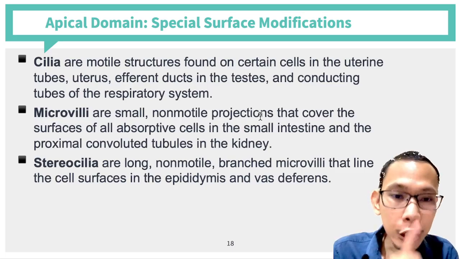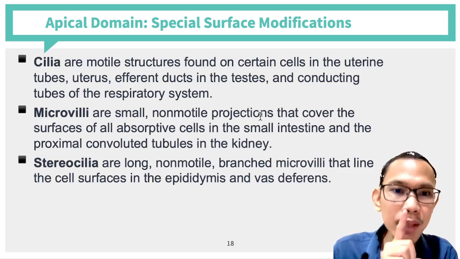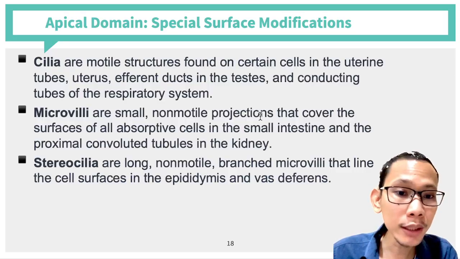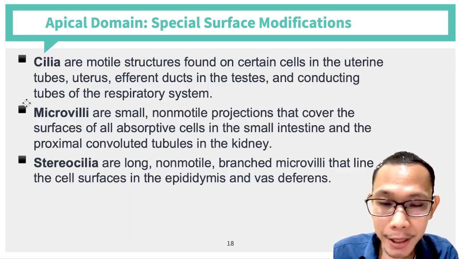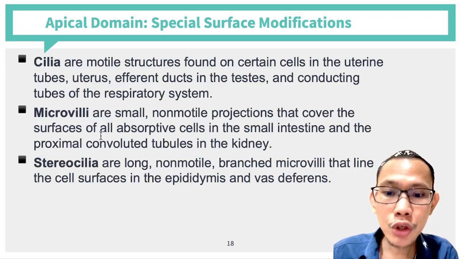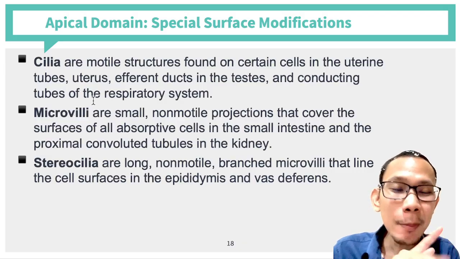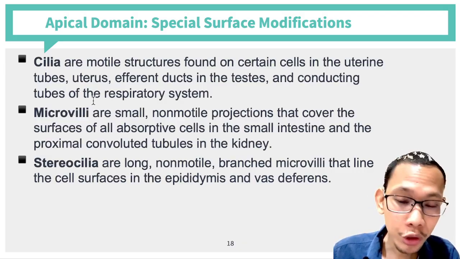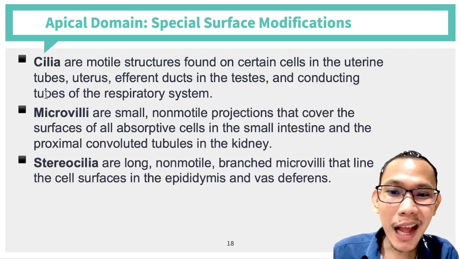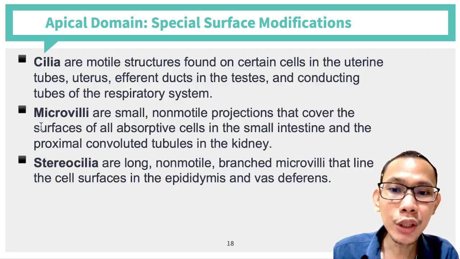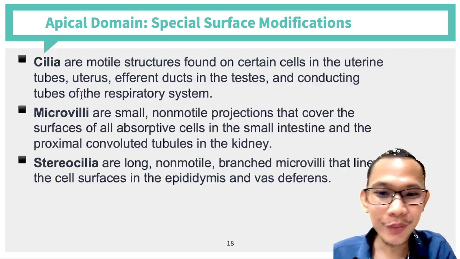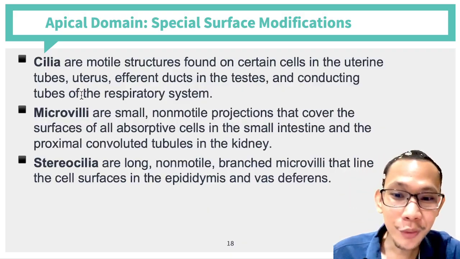What epithelium, what special surface modification do we have in our small intestine? It has microvilli. Because the main function of your microvilli is basically for absorption. So, we absorb our nutrients through the use of your microvilli. So, please take note of that.